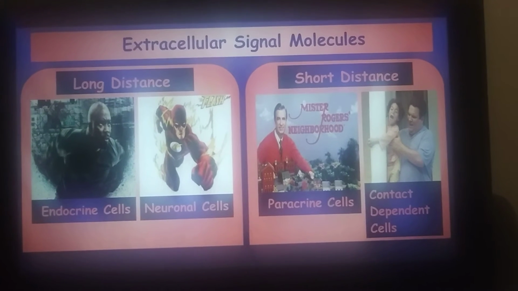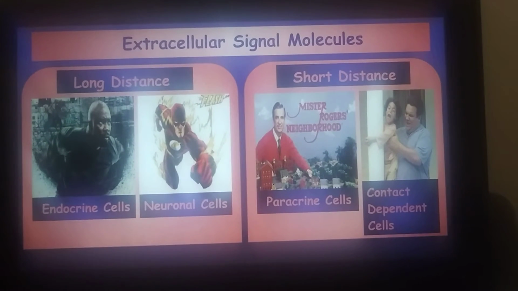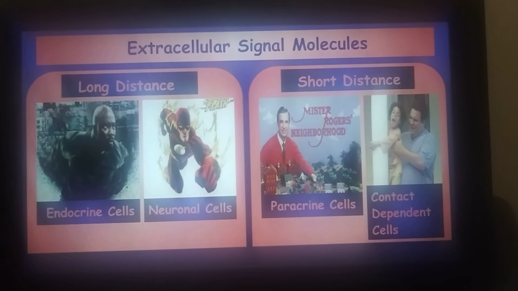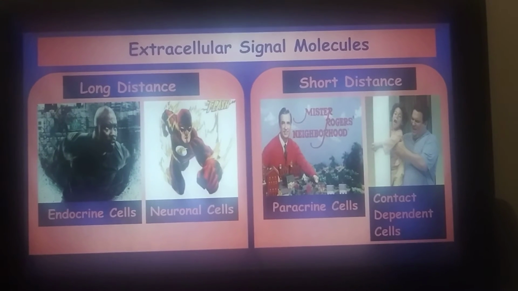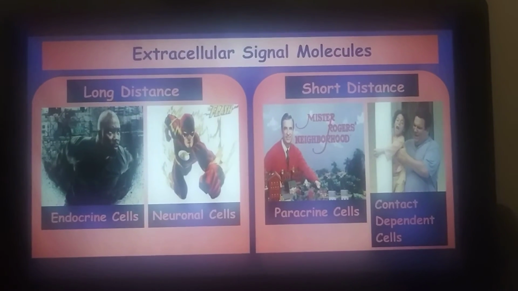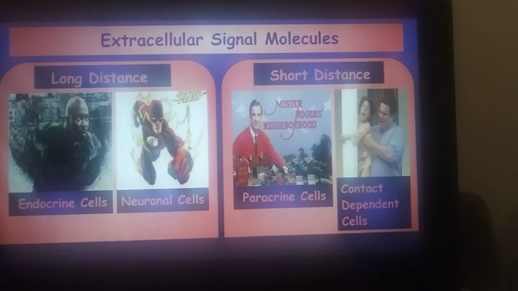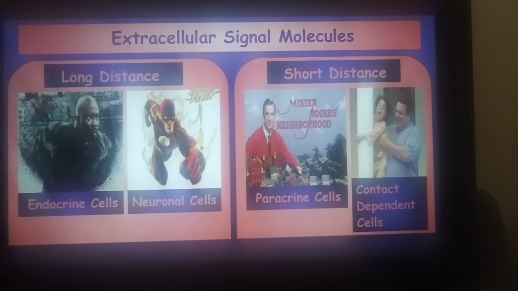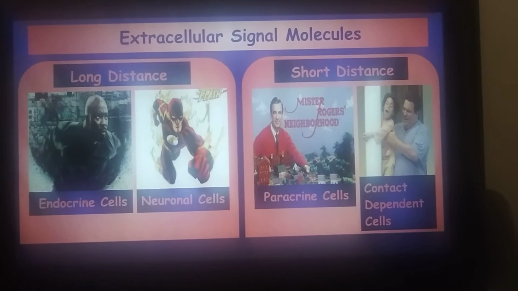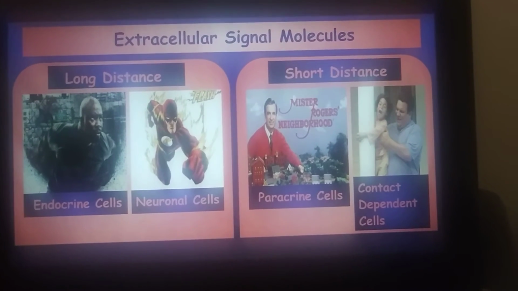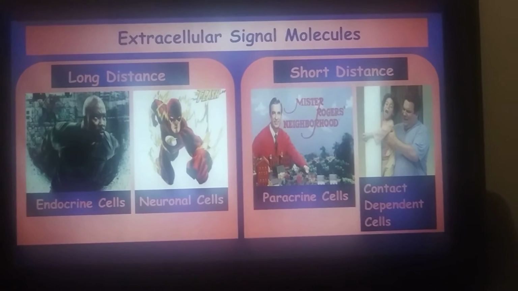Lastly, we have contact-dependent signaling, which is direct and has the shortest distance. Instead of secreting a molecule like the other forms, the cells contact signal molecules located within the signal cell's plasma membrane and the target cell's receptor proteins located in its plasma membrane. This can influence development as it tells cells how to differentiate.